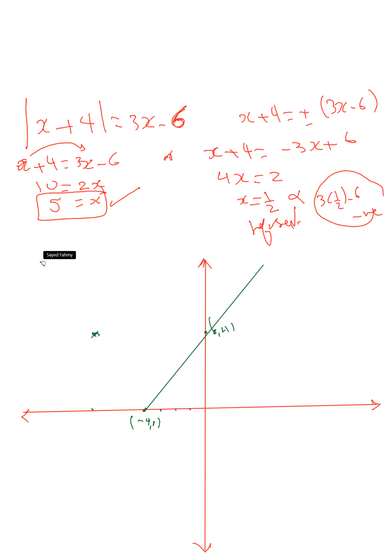Okay, this is the graph of the absolute value part, which is the first function. We agreed to take f of x equals the absolute value of x plus 4 and g of x will be 3x minus 6. 1, 2, 3, 4, 5, 6. The x-intercept will be 2, and draw the line.